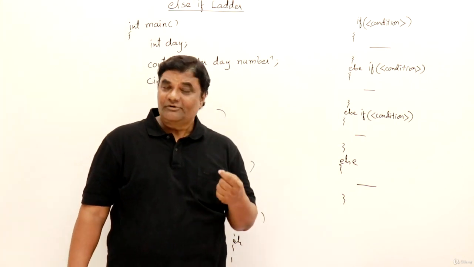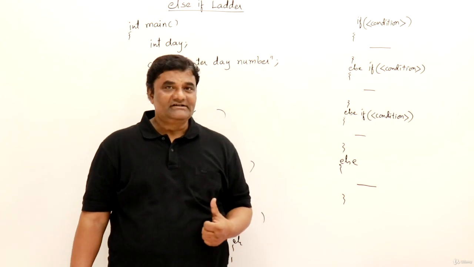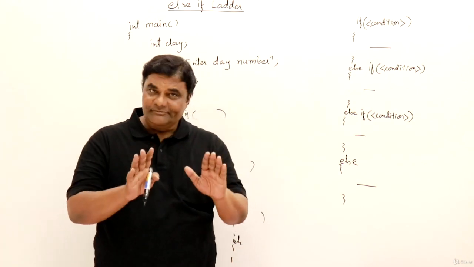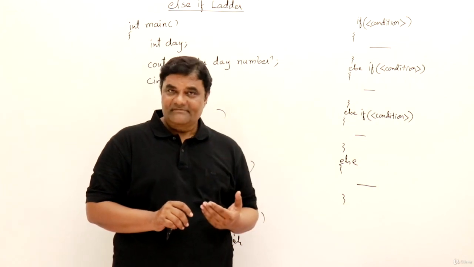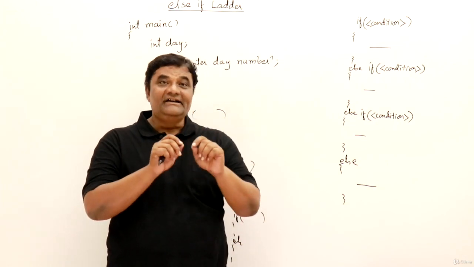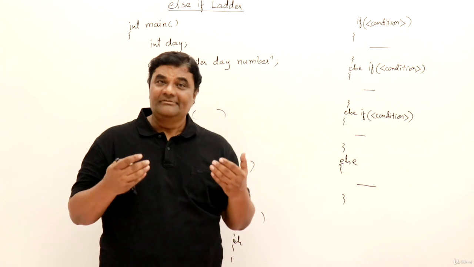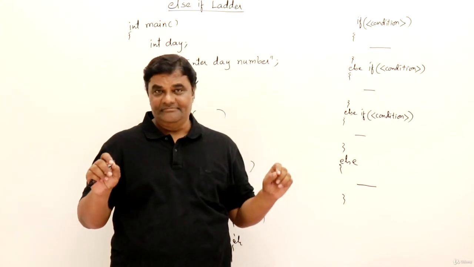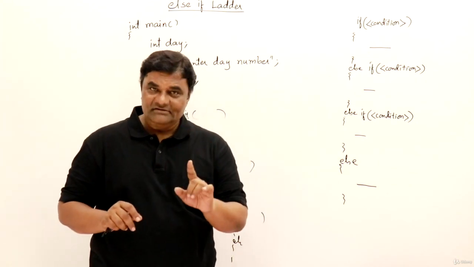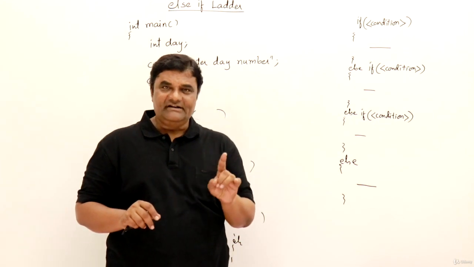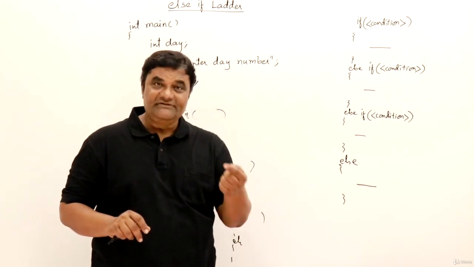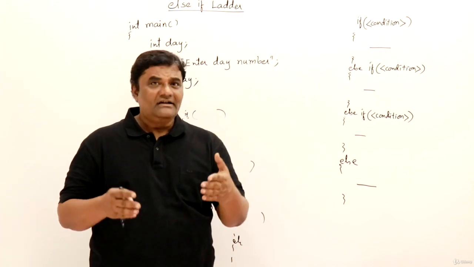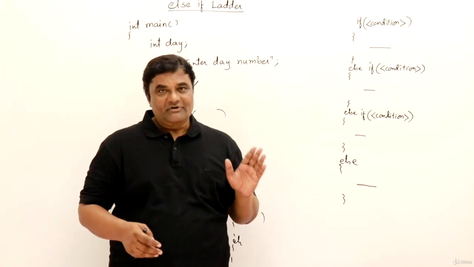Now let us write a program using this else if ladder. So what is the program? I'll explain. The problem is we will take a day number and display the day name. Means if day number is 1, then we will say the first day of a week is Sunday. If it is 2, we will say Tuesday. If it is 3, we will say Wednesday. Like that, I will write in the program code.